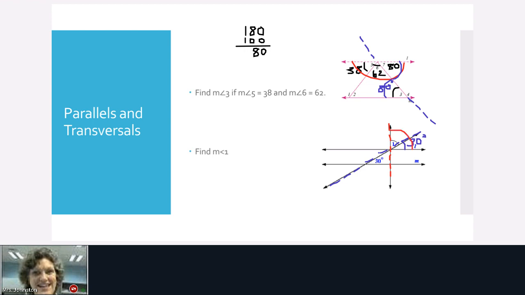Well, if it's 90 degrees total and 30 degrees of it are already measured, then this other one has to be 60 degrees because 90 minus 30 is 60. So from the information given, I can figure out that angle 1 is 60 degrees.